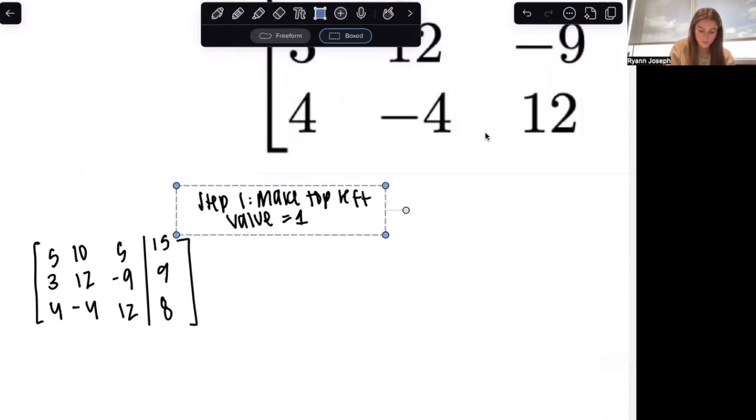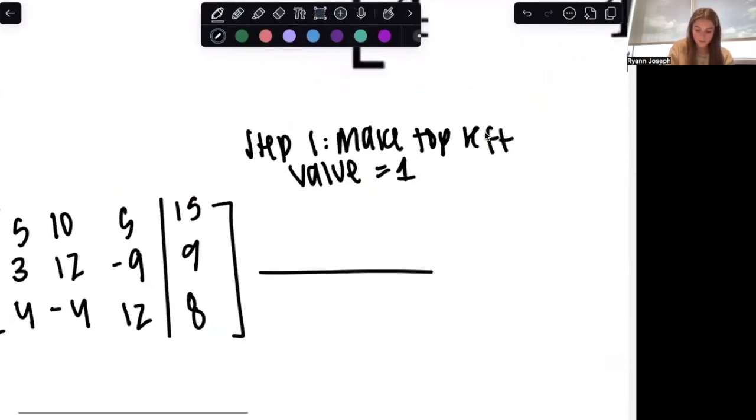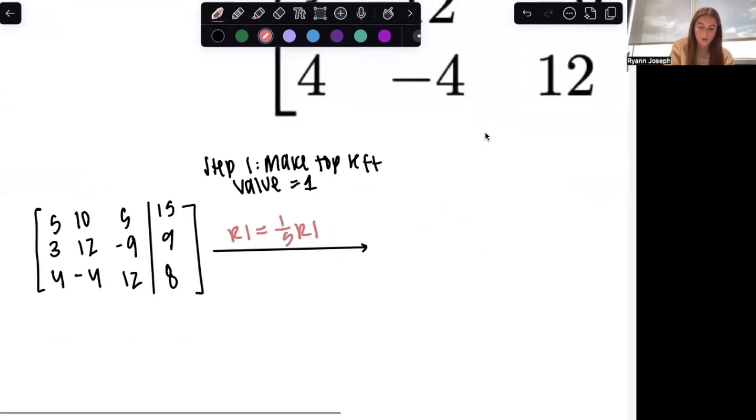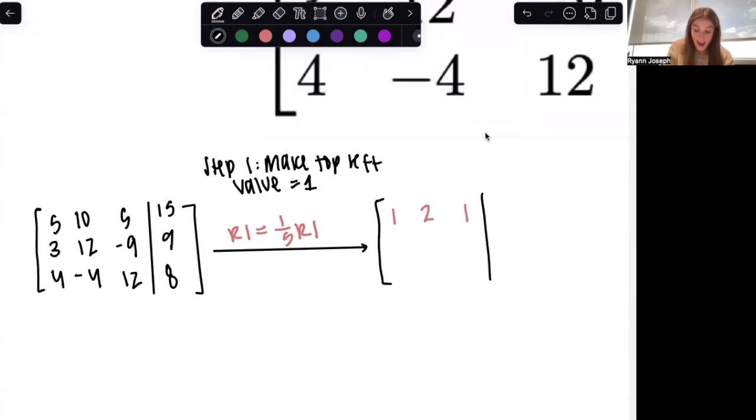To do that, I'm going to divide the first row by 5. I can't just divide an entry, I can't just divide this 5 here by 5. I need to divide its entire row. So I'm going to say row 1 is equal to 1/5 row 1. After I do that, the first row becomes 1, 2, 1. And everything you do also applies to the augmented vector, so 15 divided by 5 is 3. Nothing else changed, so 3, 12, -9, 9, 4, -4, 12, 8.